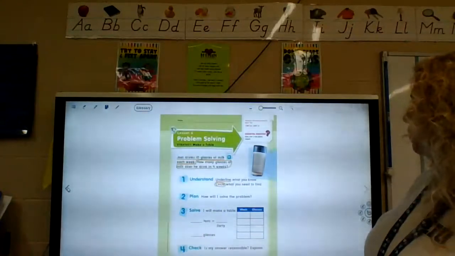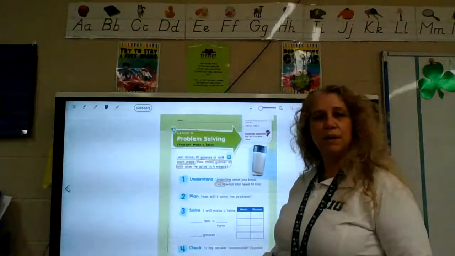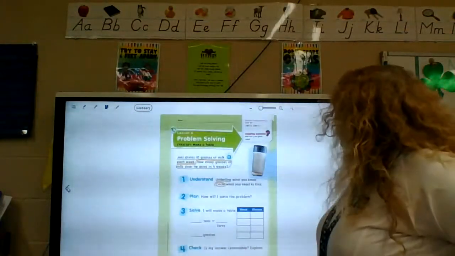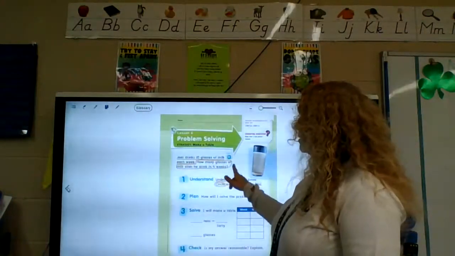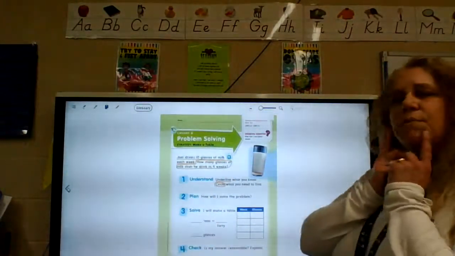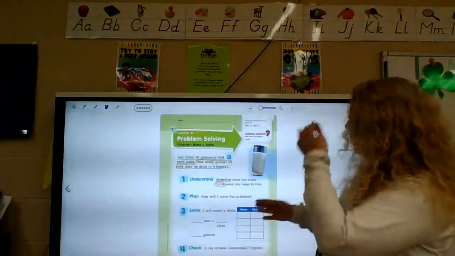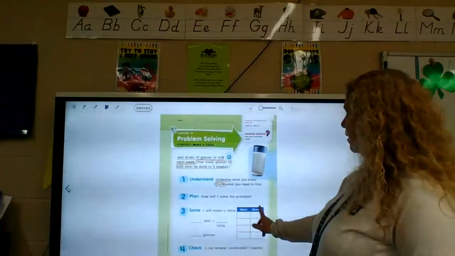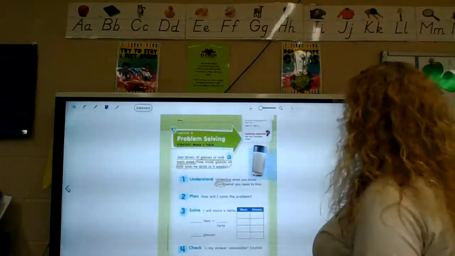Underline what you know. So they underline Joel drinks 10 glasses of milk each week. That's what we know. Circle what you need to find out. How many glasses of milk does he drink in 4 weeks? That's what we need to find out. Okay, how will I solve the problem? I think I'll make a table. So I will make a table, and I'm going to label it week, glasses. So this, how many weeks, and then how many glasses of milk he drinks.